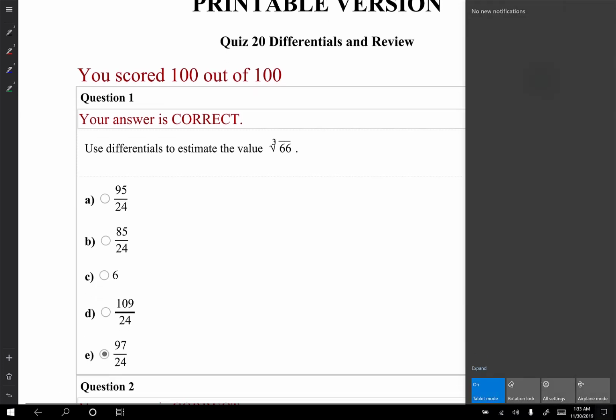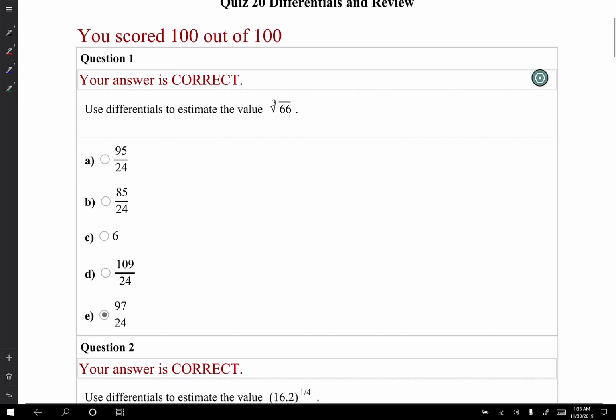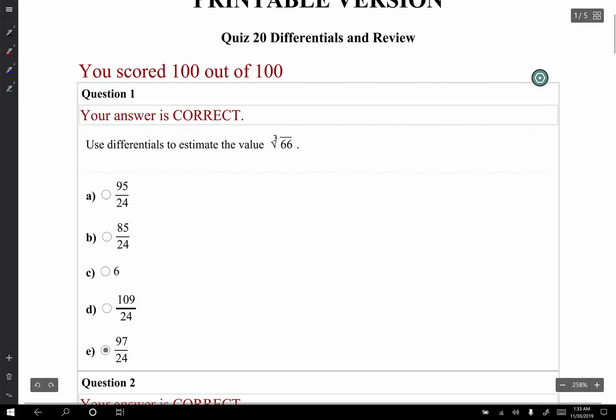Let me put this in tablet mode. All right, so it says use differentials to estimate the value of the cube root of 66. So what we're going to do is find a tangent line, just like what we're going to be doing on Monday for the notes. The first thing we have to do is figure out a perfect tangent line. So I'm going to write y equals the cube root of x.